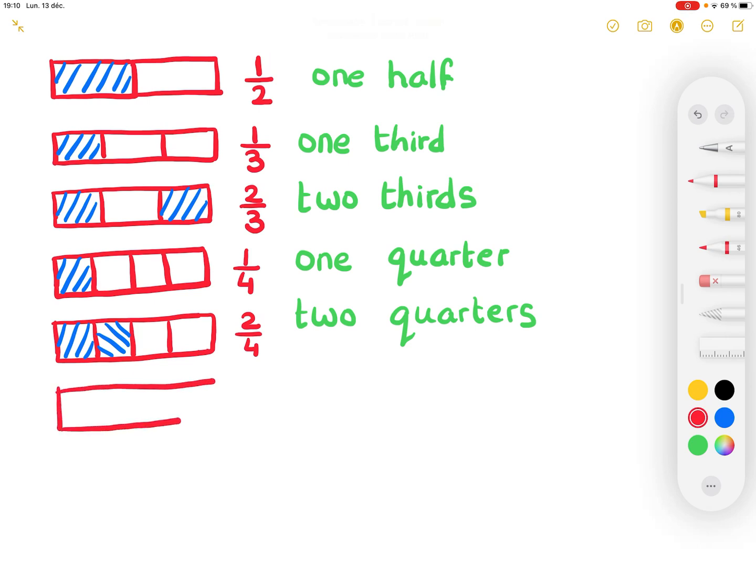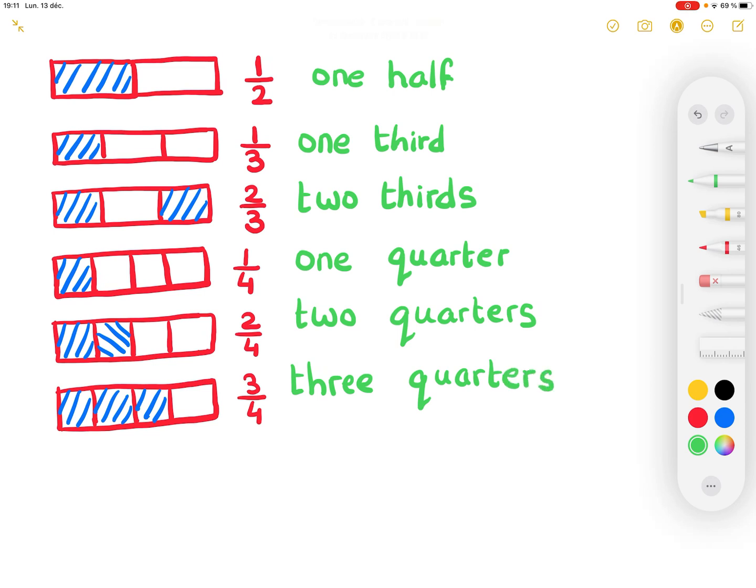I draw another rectangle. I divide it into four parts. Then I shade 1, 2, 3 parts. So I have 3/4. This is called 3/4. Okay?